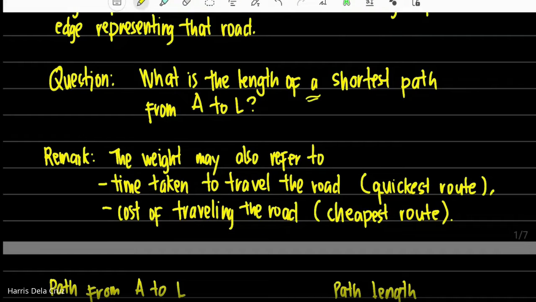So pag ang weight mo ay time, of course, ang tanong mo, what is the quickest route? Ibig sabihin, the shortest possible time. Pag ang weight mo ay cost, of course, ang tanong mo, what is the cheapest route? So, ganun lang. So, all in all, pag sinabi natin shortest path problem, it doesn't necessarily mean na shortest distance. Depende kung ano yung weight. Kung ang weight ay distance, shortest distance. Kung ang weight ay time, shortest time. Kung ang weight ay cost, shortest cost or cheapest cost. Okay.